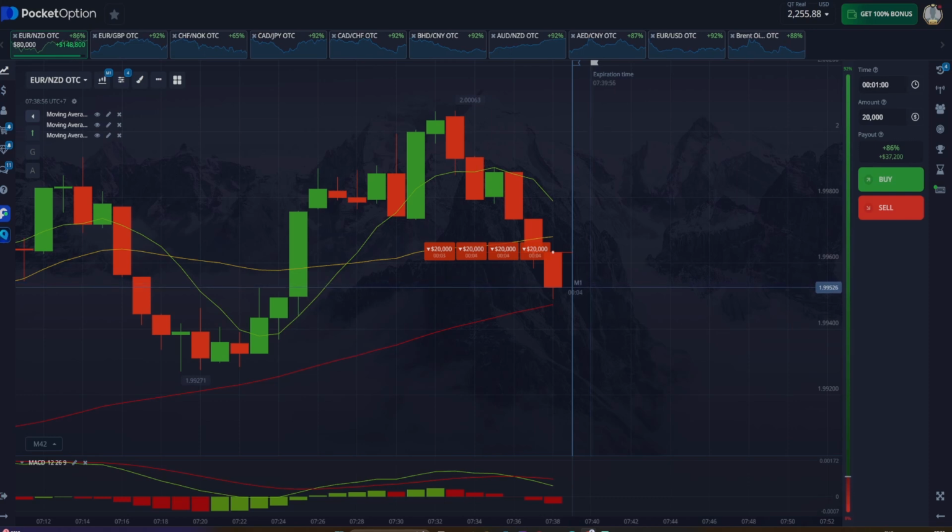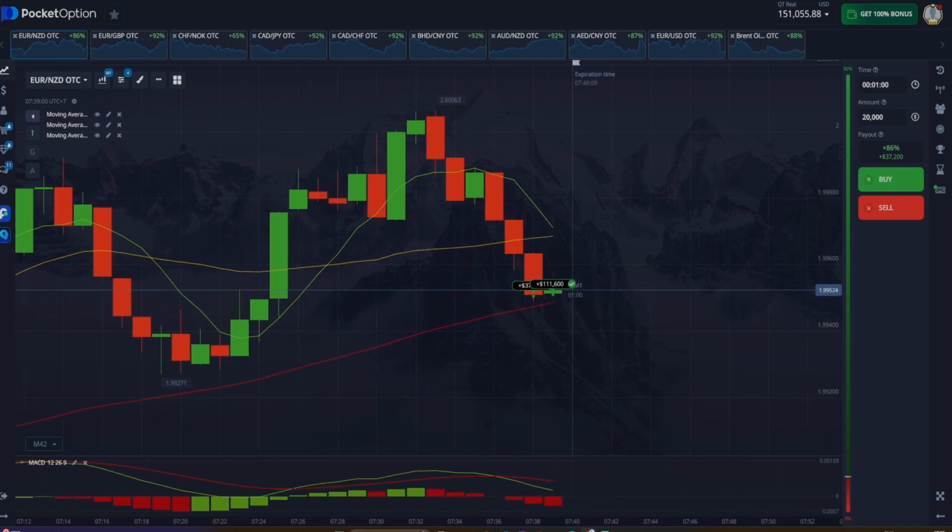The next candle moved lower exactly as expected. Sell trade closed in profit with precision.